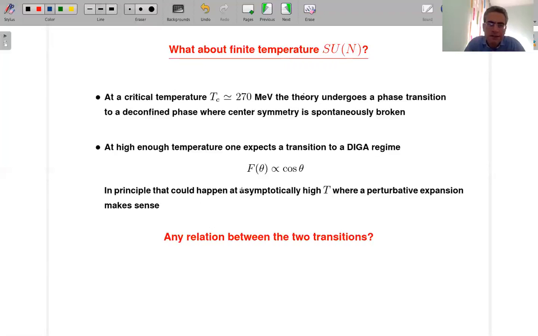So the question is, how are these 2 transitions related? The second one could not be a real transition, just a transition between 2 regimes. What is the relation between these 2 transitions? I mean, where we have the confinement, where we have a transition to a dilute instanton gas approximation from the large-N scaling that we have at 0 temperature. Is there any relation between the 2 transitions?